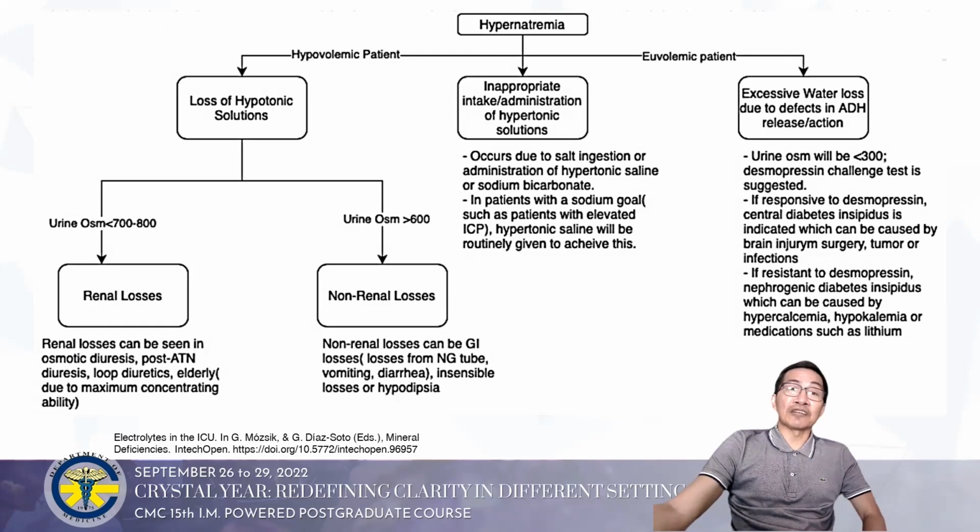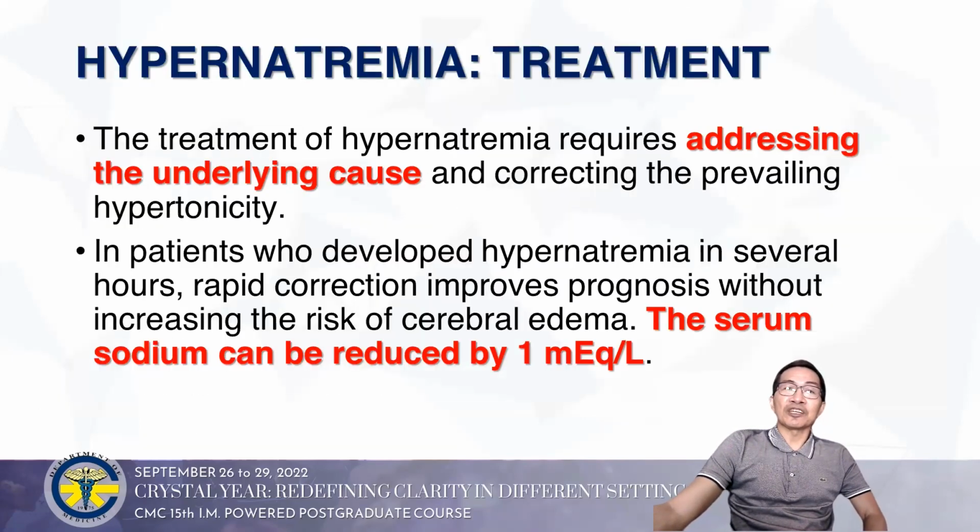And then what are these non-renal losses? They're gastrointestinal losses. So as far as hypernatremia, treatment will involve addressing the underlying cause as well and correcting the prevailing hypertonicity due to the hypernatremia. In patients who developed hypernatremia in several hours, rapid correction improves prognosis without the risk of cerebral edema. The serum sodium can actually be reduced by 1 milliequivalent per liter.